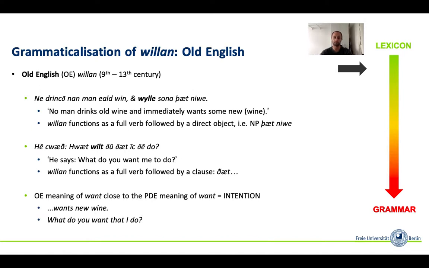Right. So what we have here is that in Old English the verb willan is very close to the present-day English meaning of the verb want, something like intention, desire. To want some new wine, what do you want that I do? It's not future or anything. And if we take a look at the right-hand side of the slide, we see that, based on what we've just seen, we're still in the lexical part of the lexicon-grammar continuum.